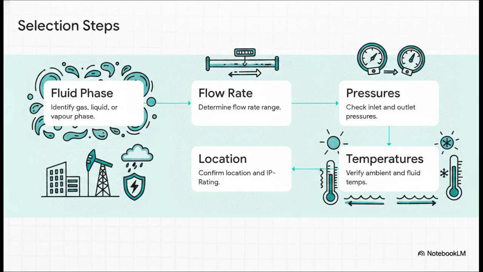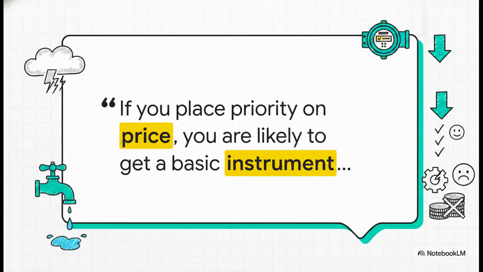Step 5. Where is this thing actually going? Is it in a nice, climate-controlled lab, or is it sitting outside in a freezing, hazardous oil field? You've got to verify those IP ratings and special explosion-proof certificates. Now, as you guide your customer through those 5 steps, you're inevitably going to hit the budget conversation. It happens every time. Your job here is to help them balance performance versus price.